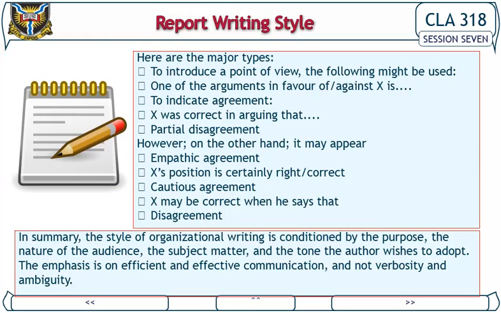Here are the major types. To introduce a point of view, the following might be used: one of the arguments in favor of or against X is so and so. To indicate agreement: X was correct in arguing that so and so. Partial disagreement: however, on the other hand, it may appear. Emphatic agreement: X's position is certainly right or correct. Cautious agreement: X may be correct when it says that.